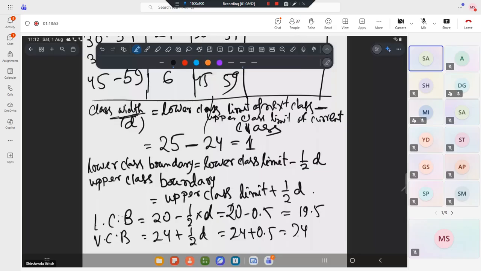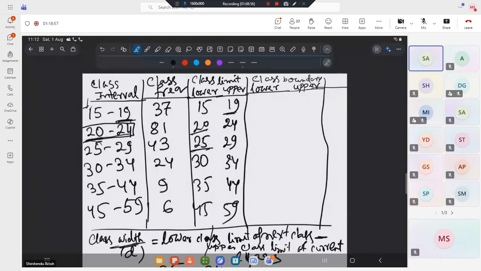So let me write it here. Of course for the first and the last case you can say that okay, I do not know what is the previous class or the next class, how should I find out? So as I told, in 99.99% cases D would be the same, so you can assume that this 0.5 would be the same for these classes also. So for the lower class boundary it should be minus 0.5, upper class boundary plus 0.5.